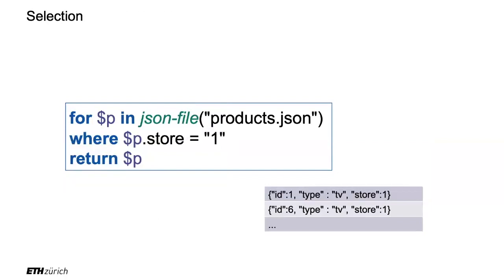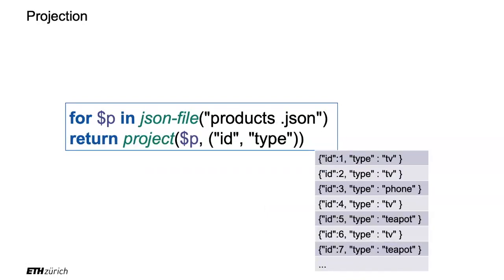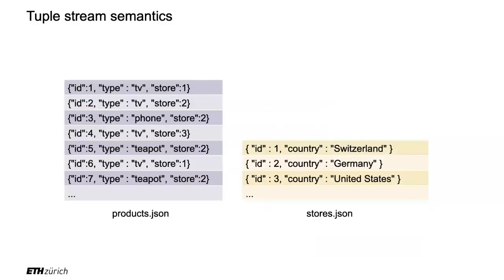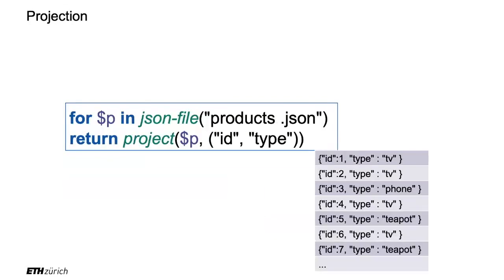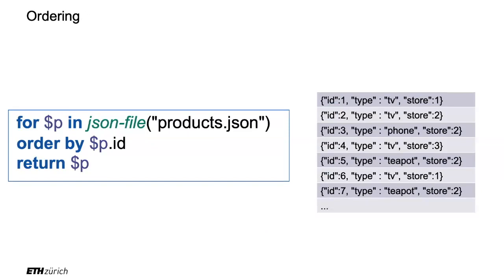So what I can do is select, for example, I'm going to retrieve the entire relational algebra like that. Selection with a where clause. Here I'm selecting where the store is one. Now I want to project on just ID and type. The products have ID, type, and store. If I project on ID and type, then I get this. This is projection. So selection, projection, ordering, I do it with order by.